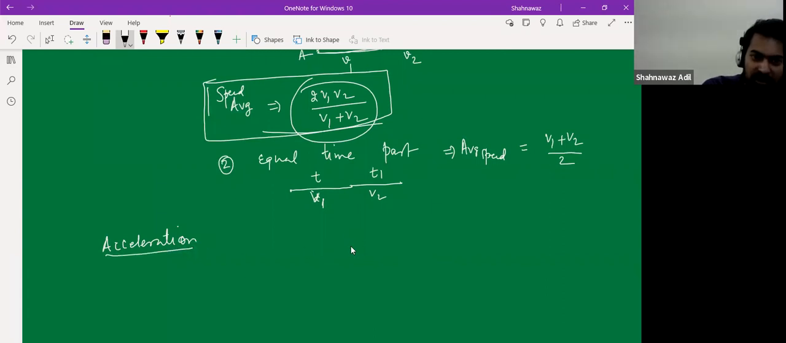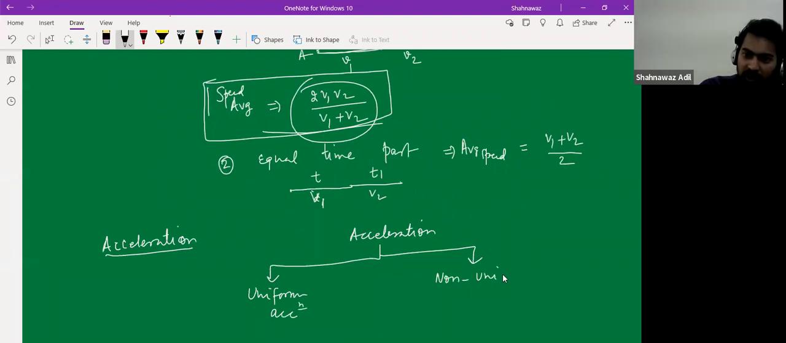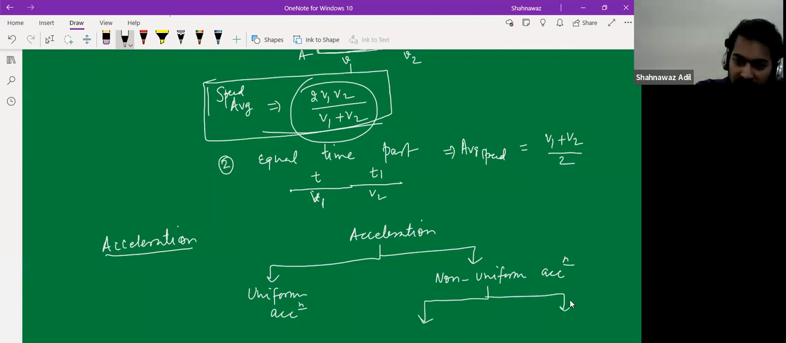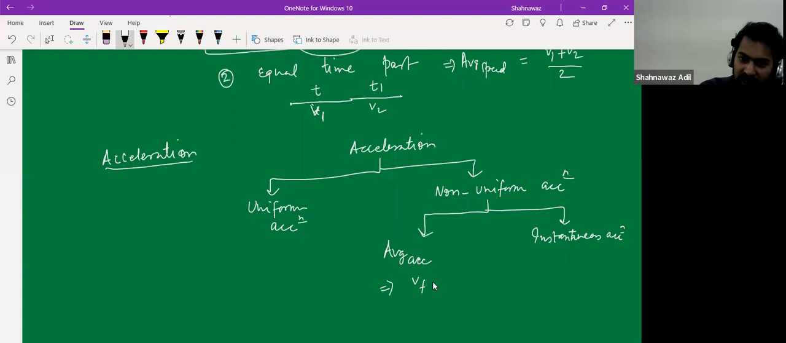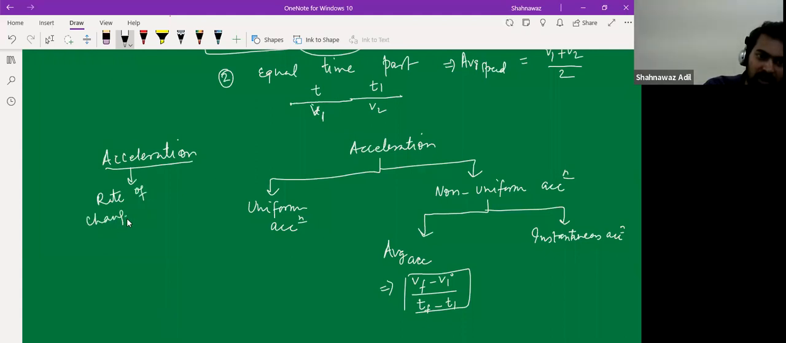Again, it has the same types. One is the uniform acceleration, and the other one is non-uniform acceleration. Okay, and it has also two kinds. One is the average acceleration, and the other one is the instantaneous acceleration. Okay, so average acceleration is V final minus V initial by T final minus T initial. Okay, so acceleration is the rate of change of velocity.